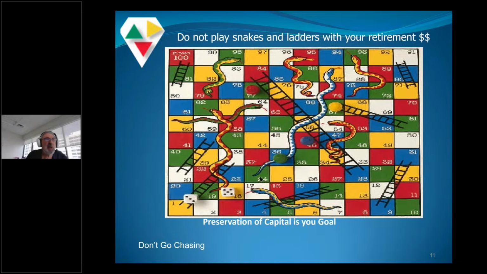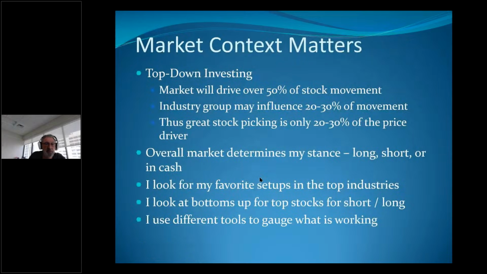So it really helps to have a trading plan, a tested methodology, and sticking to your plan. And then the last slide, just on the top down, to call out what I believe: 50% of what happens tomorrow to my portfolio is going to be driven by the market. 20 to 30% will be driven by what industry group I'm in. And therefore, even if I'm a great stock picker, I get 4 dots, double momentum, which we'll talk about in a few minutes, it doesn't really matter if the market goes against me. So let the market determine my stance, find my favorite setups in the leading industries or sectors.